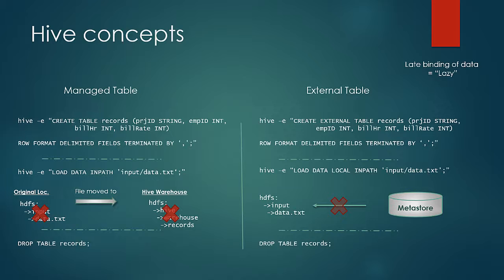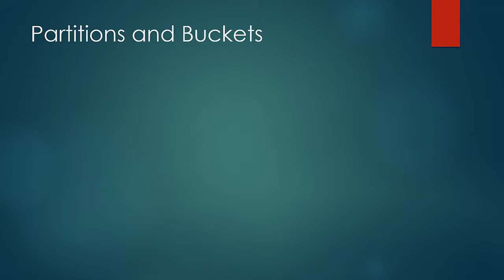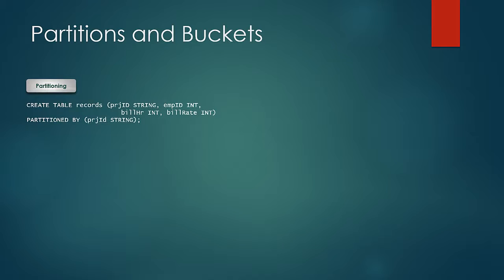So there are these two methods in which Hive tables can be declared. It can be either managed by Hive itself or it can be declared as an external table. Another interesting feature or concept which Hive has is that data can be divided into partitions and buckets. At the time of creation of the table, you can choose to divide the table on a column of data. For example, if you partition it by PRJ ID, at the time of the load, there would be files created for all different project IDs as shown.